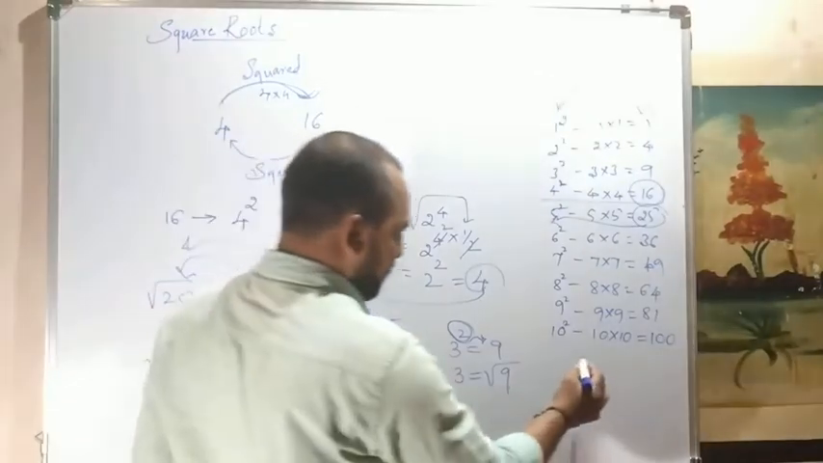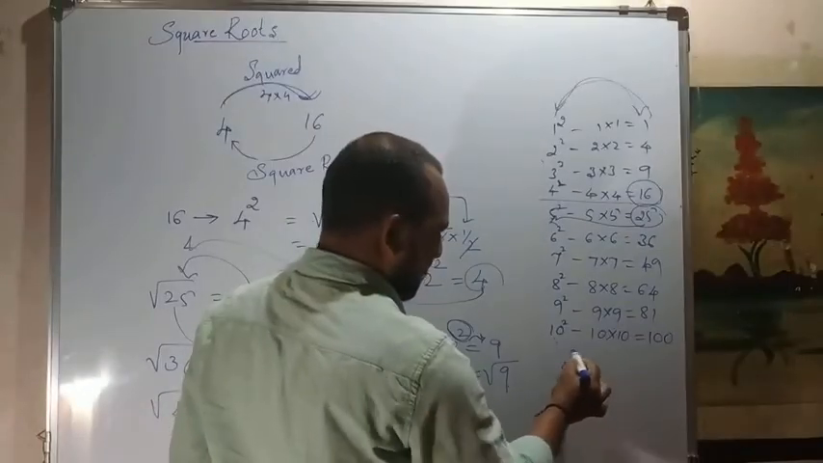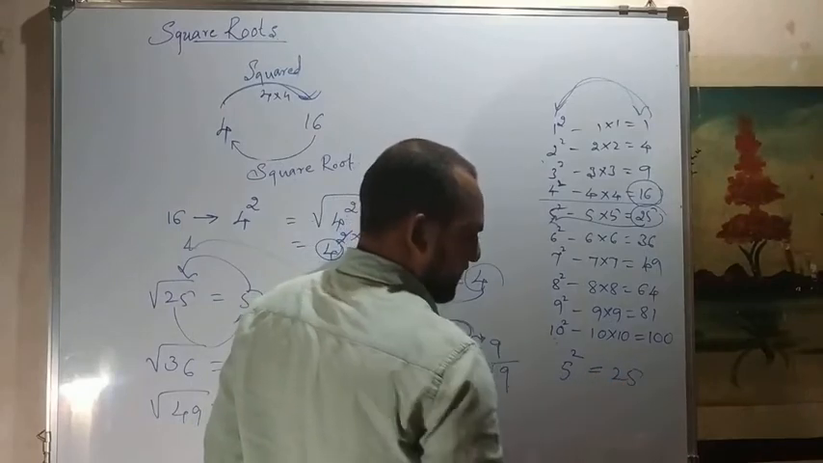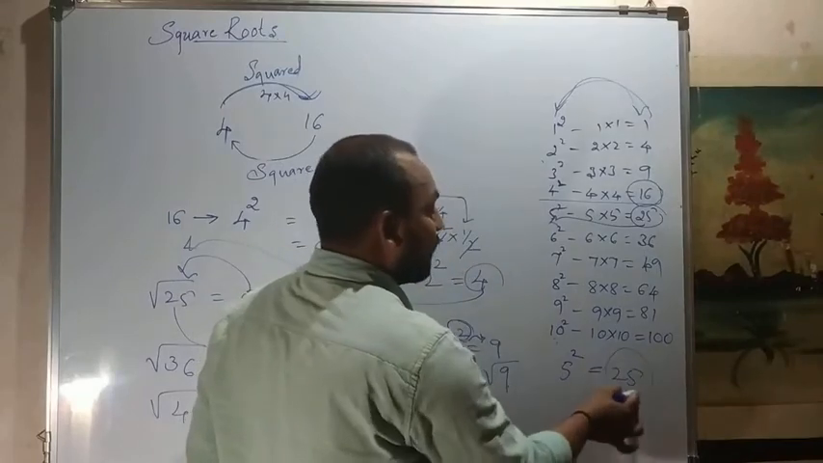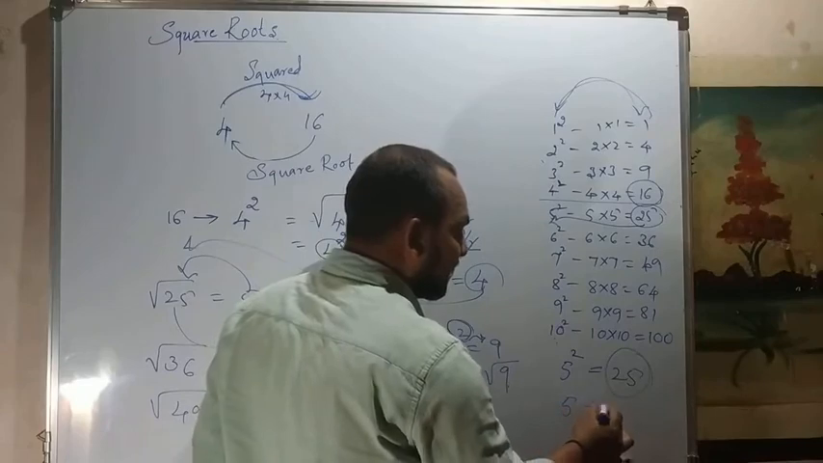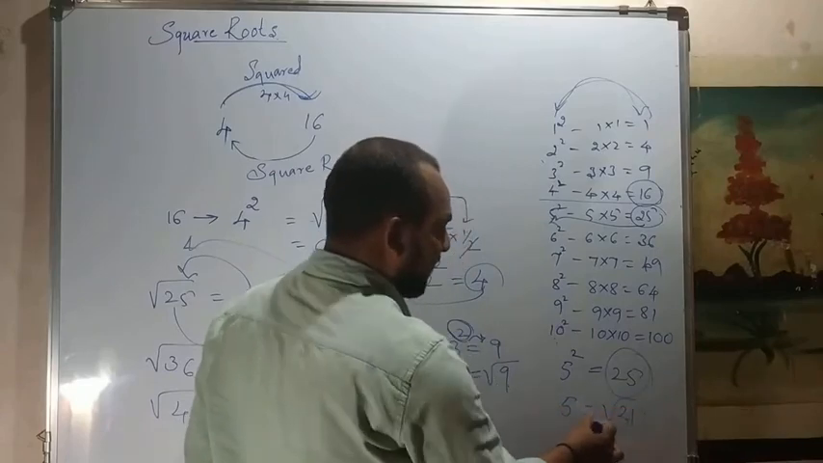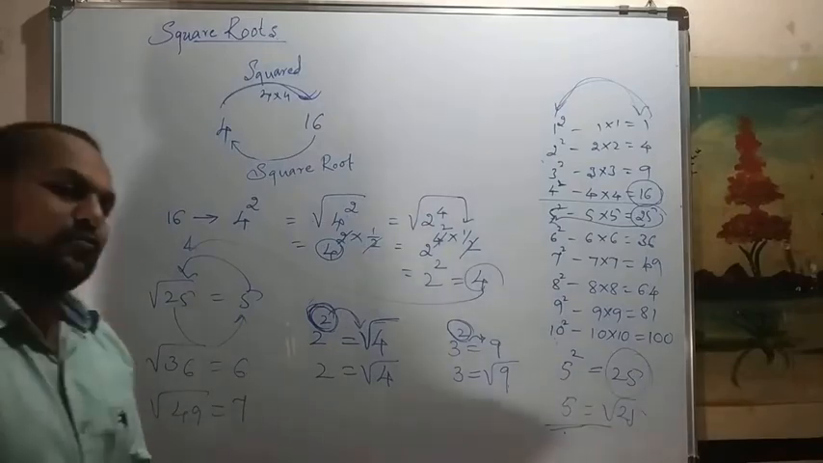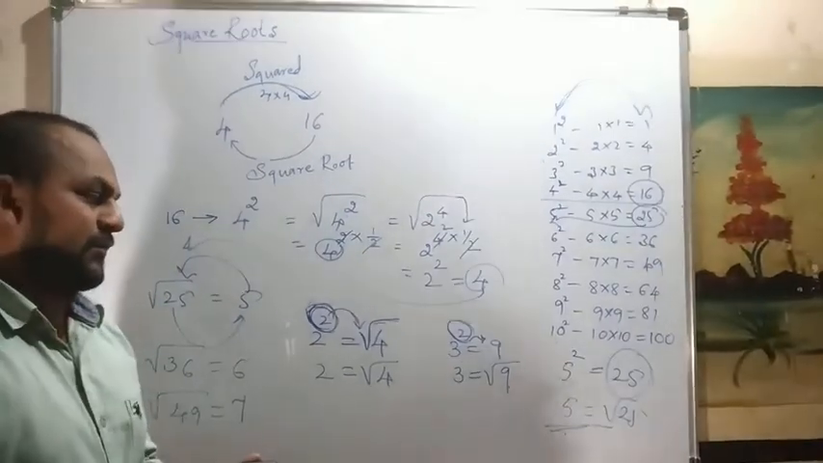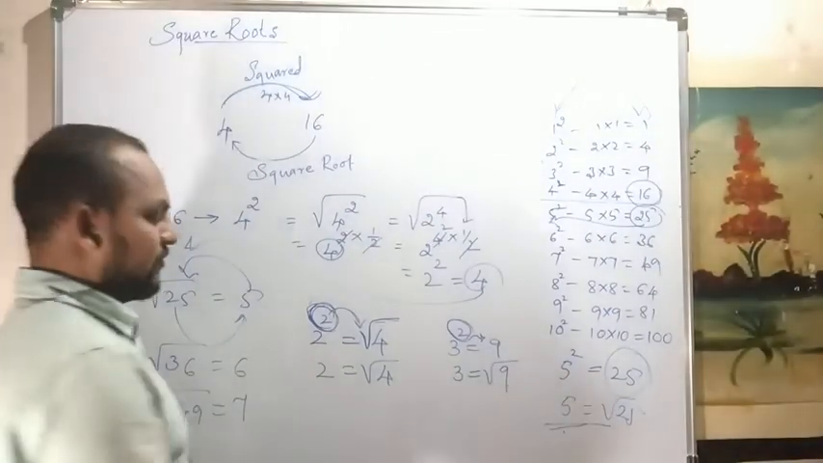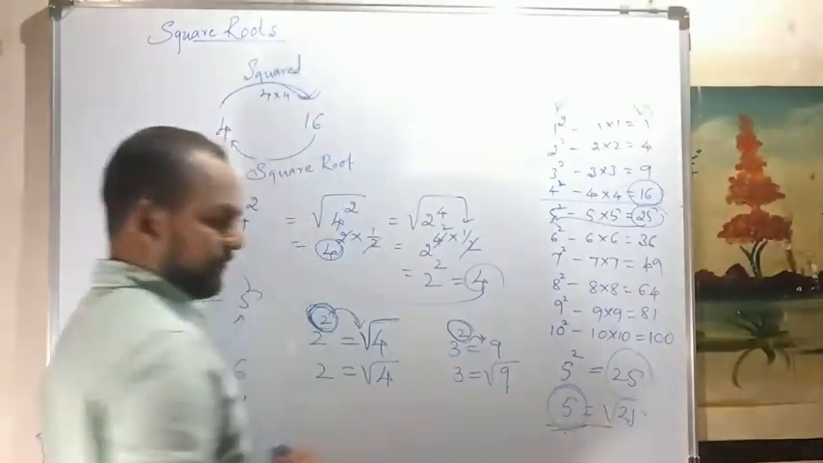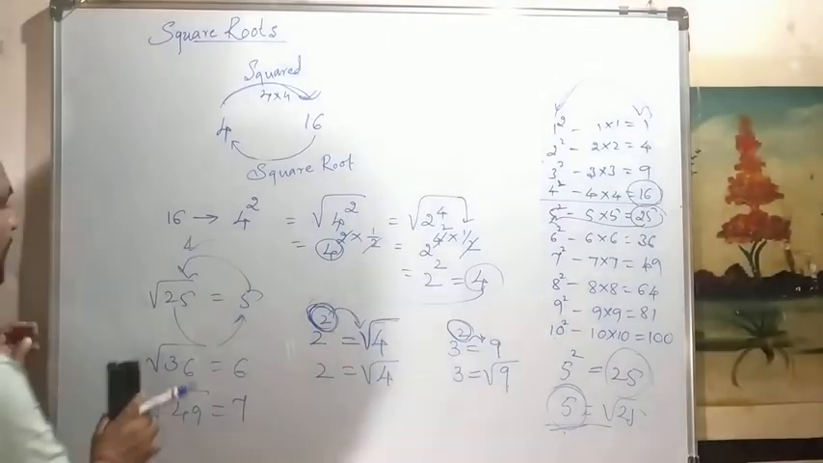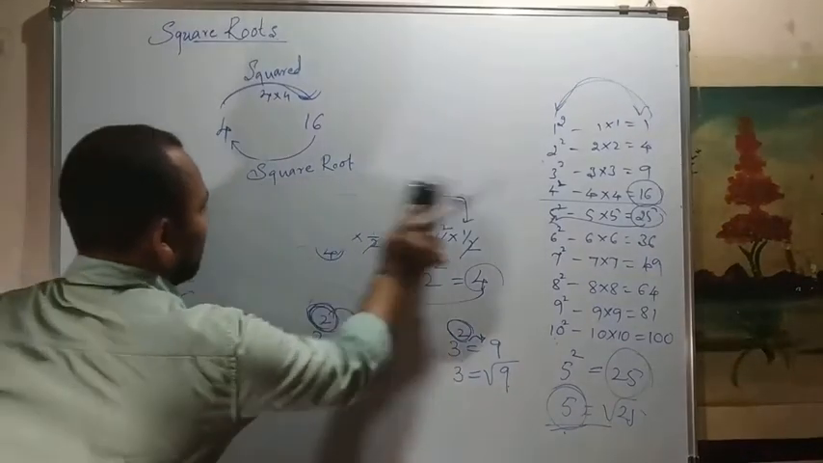To take one more example, 5 square is 25. The square root of 25 is 5, not 5 square. 5 square equals 25, but the square root of 25 is only 5. And this is the square root.